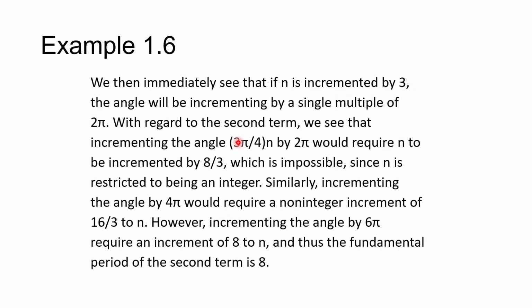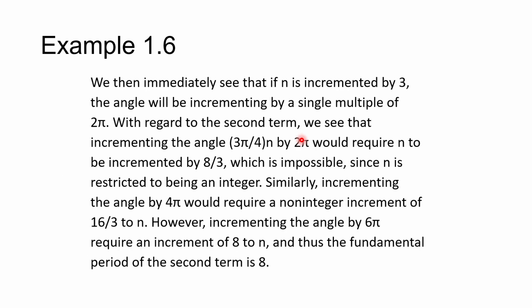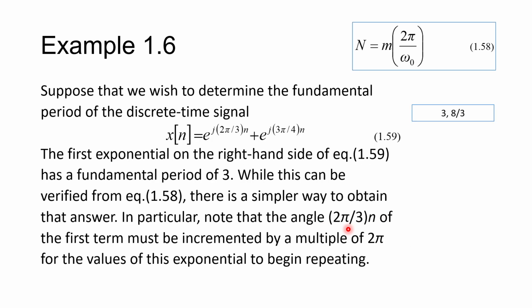And that's how you find out that the first thing has small n equal to 3 as its period. And then you look at this part, you think, can 3 pi divided by 4 times something equal to 2 pi? Well, the answer is no. If you want that, small n needs to be a over 3, and it's not possible. And then you check 4 pi and you check 6 pi. So yeah, that's basically the calculation we've done here, but I guess it's more intuitive.